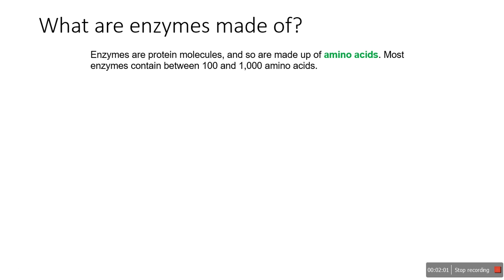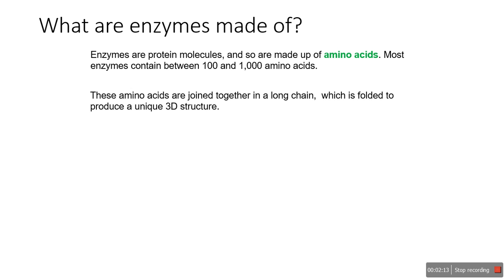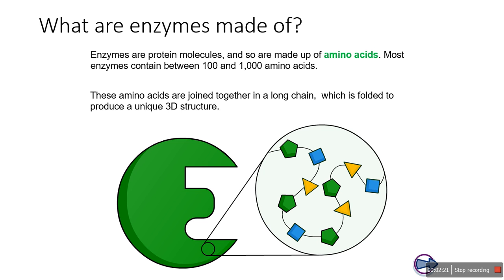As we mentioned before, enzymes are protein molecules, and so what they're made up of is amino acids. Each enzyme molecule usually consists of between 100 and 1,000 amino acids. They're joined together in a long chain, which is often folded to produce a unique 3D structure. So imagine this as being the unique 3D structure, and if we were to get a really big, strong microscope and look inside it, we'd see these amino acids joined together, forming this polypeptide chain, or long chain of amino acids.